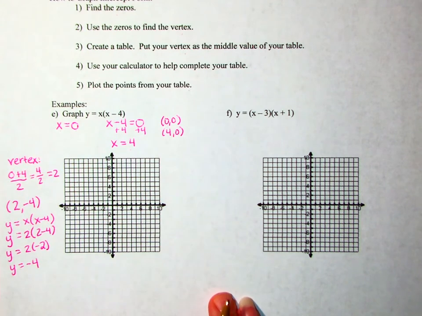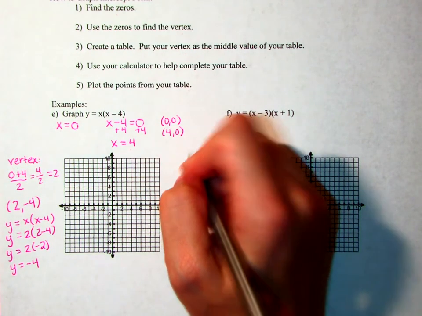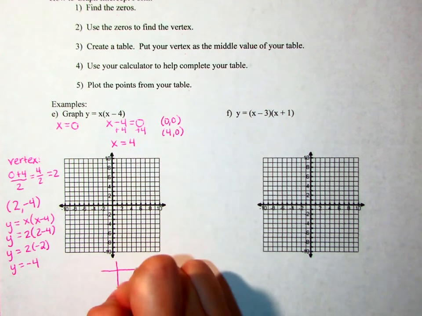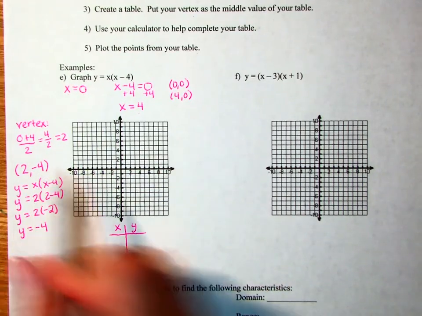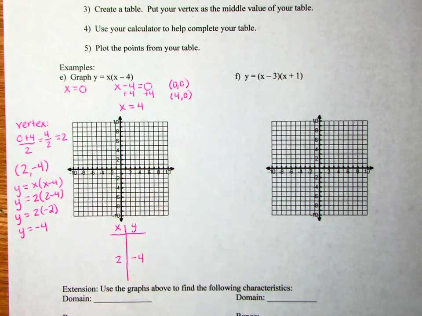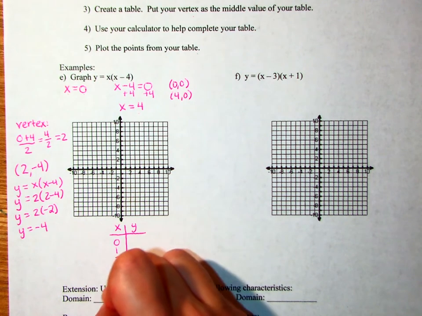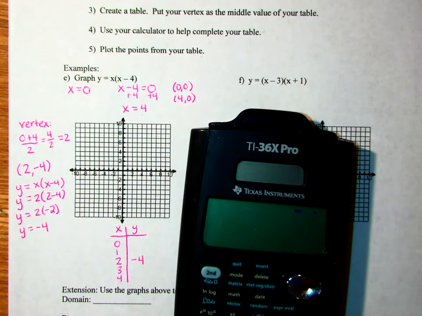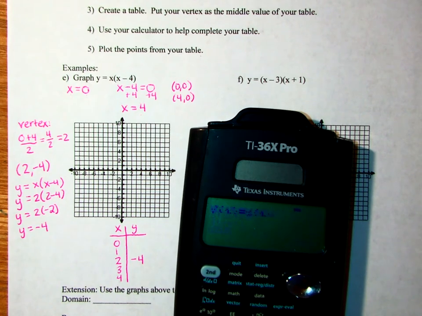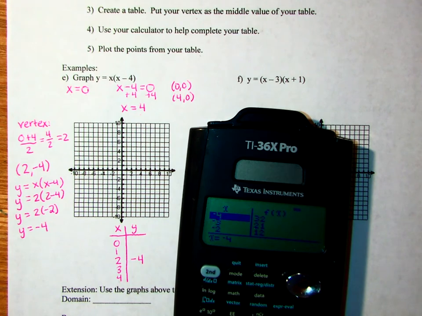And that's my vertex. So now you create a table with x and y. Remember that we want that vertex, (2, -4), to be in the middle of the table, and then you pick 2 values to the left and 2 values to the right on the number line. Now you get your calculator out. If you have the graphing calculator, you go to your y equals to put it in. The rest of y'all, you go to your table button. Clear out anything that's there and put in your equation, x times x minus 4, and then push enter a bunch of times. If you have a graphing calculator, remember you go to second y equals.